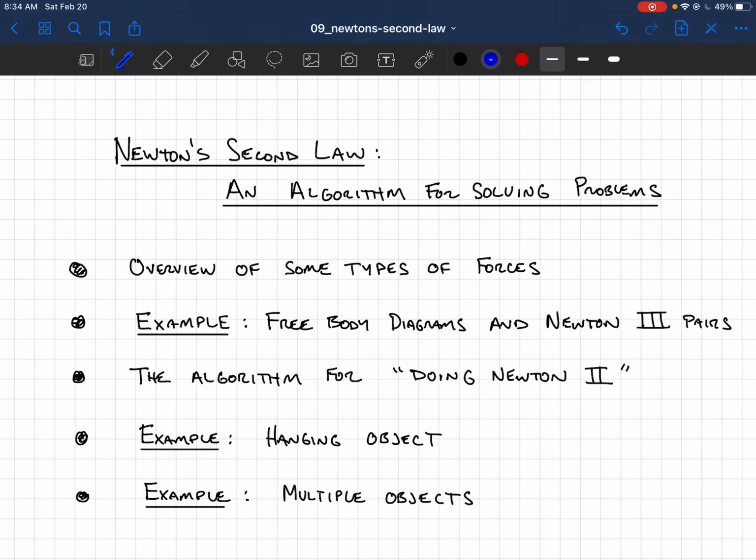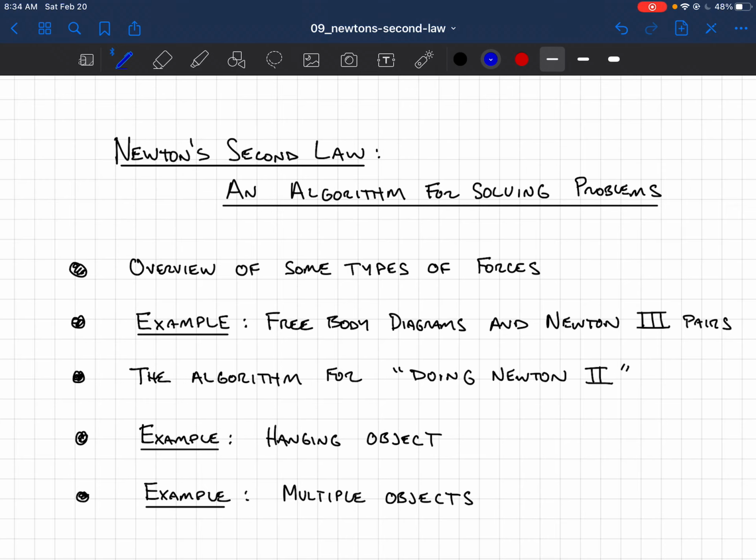Okay, today we do Newton's second law, which I say is an algorithm for solving problems. Newton's second law is probably the most important thing that you learn in this semester. We'll be using it over the course of the next couple of weeks. It sort of implies everything that we're going to do for the rest of the semester, but you'll also even use it in the next semester.